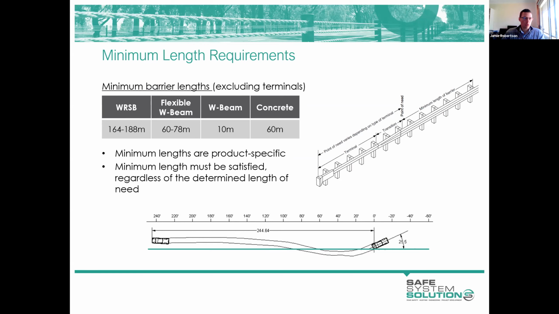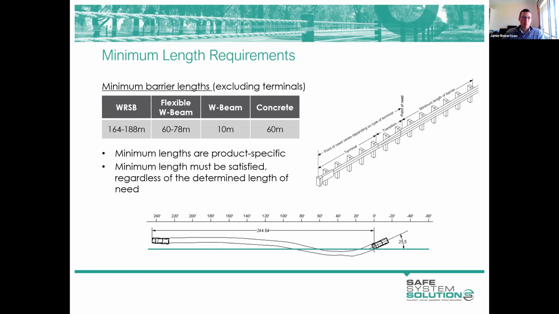For wire ropes, we're looking at 160, 180 metres. Now, I'll note that all of these distances exclude terminals, so you need to add something like 25 metres, 30 metres to these lengths to account for terminals. So for wire rope, we're talking about 200 metres roughly, flexible W-beam around 100, W-beam, it's sort of 30 minimum, and concrete again, it's 80 or 90, something like that.